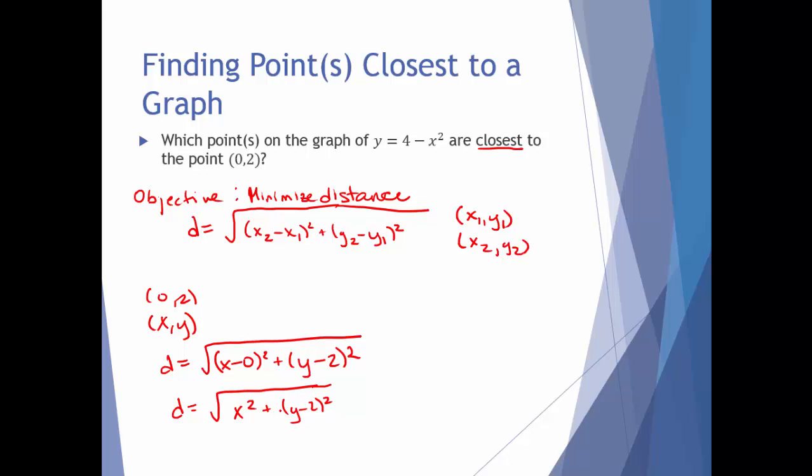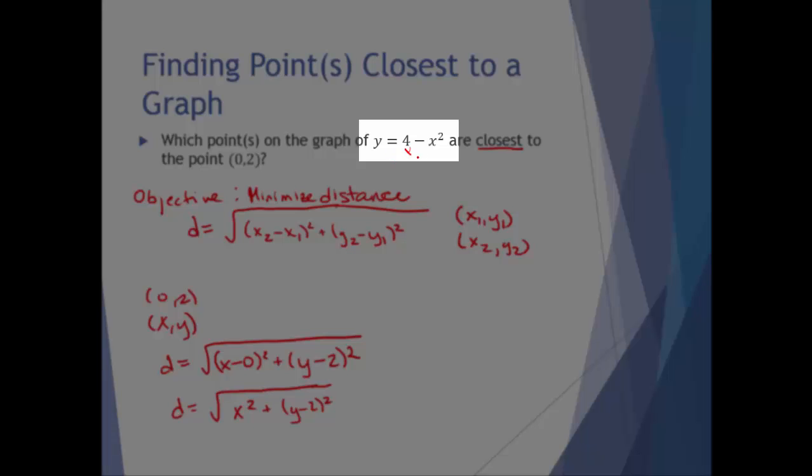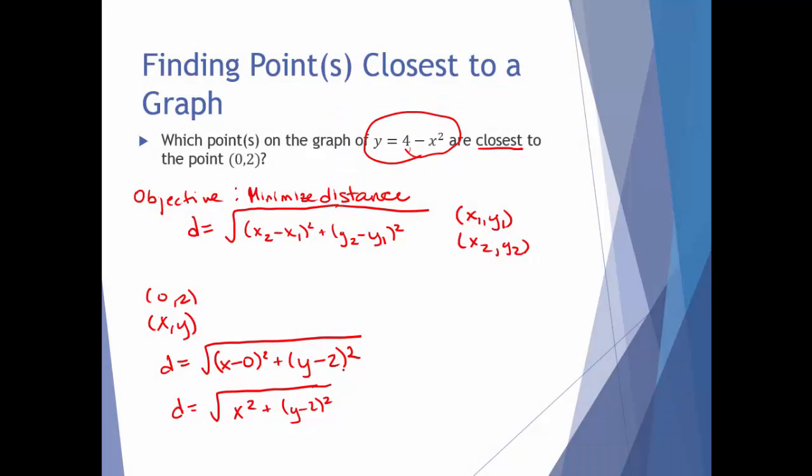I need one of them to go. So remember, the constraint was you were given a specific point and we're looking for another point, but that point must be on that graph of y equals 4 minus x squared. So this is our other constraint. Believe it or not, this is actually kind of nice. They pretty much handed you your substitution for one of the variables in this process.